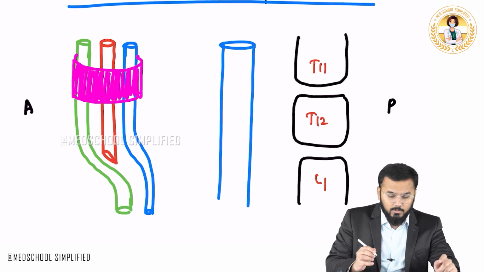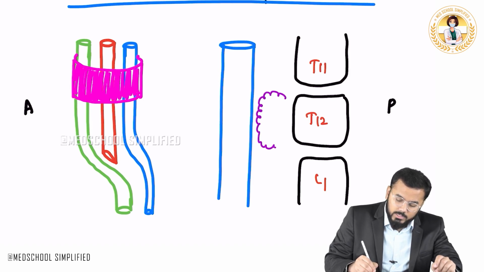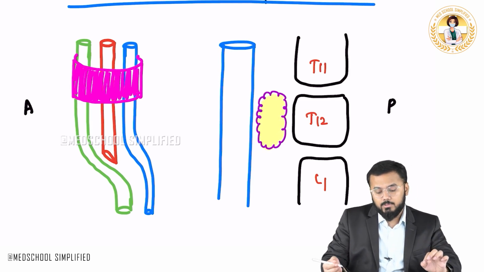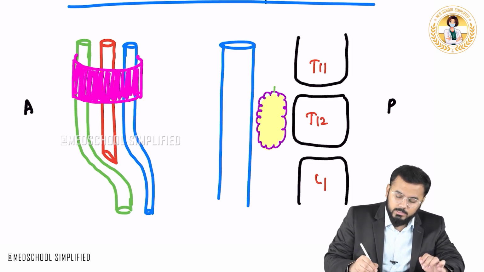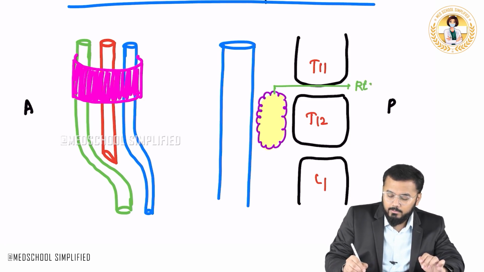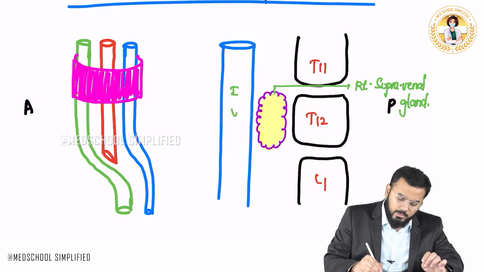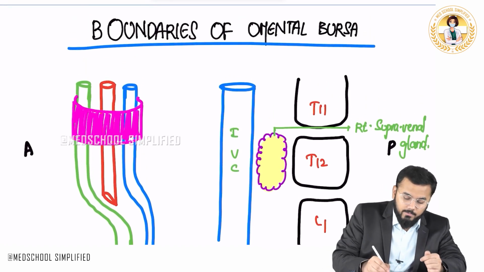Exactly in front of the T12 vertebra, you have a gland. What is the name of this gland located exactly in front here? This gland is called the suprarenal gland, specifically the right suprarenal gland. This is your right suprarenal gland, and this is your inferior vena cava. And above this, what do you have? You have your liver, all of you know.